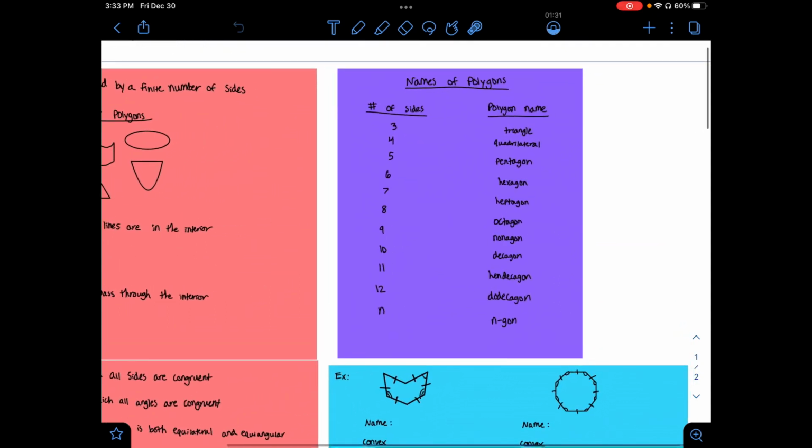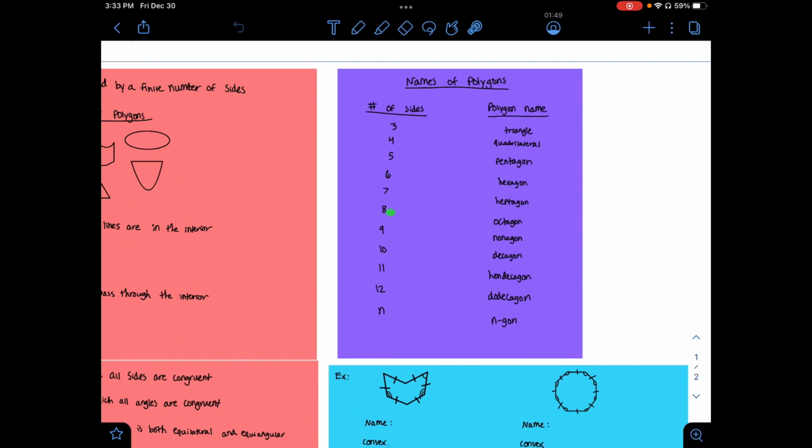So now we're going to discuss the names of polygons. The name depends on the number of sides. If it's 3 sides, it's a triangle. If it's 4 sides, it's a quadrilateral. If it's 5 sides, it's a pentagon. 6 sides, it's a hexagon. 7 sides, it's a heptagon. So if you know your stems, then it'll come in handy.